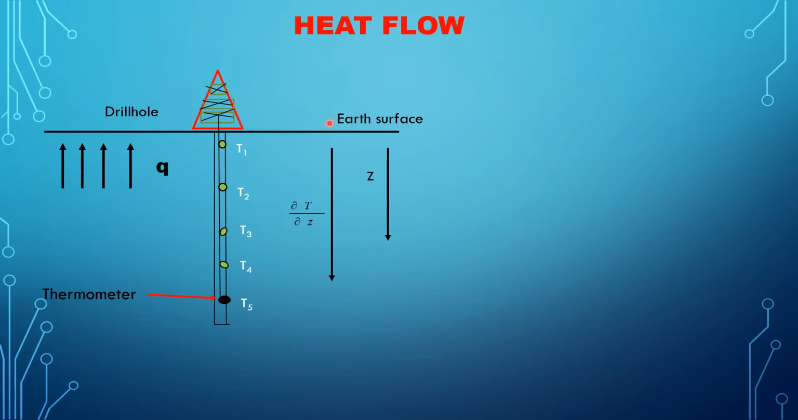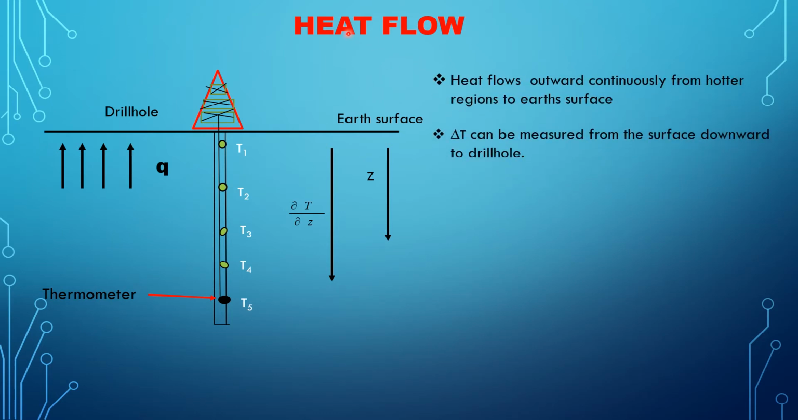Next we go to the heat flow method. This is also very interesting, related to the physical phenomena. Heat continuously flows outward from the hotter region to the earth's surface. As we know, there is a gradient in temperature, and due to this, the heat flows. As we go deeper into the earth, due to the geothermal gradient, the heat flows from the interior to the surface of the earth. And we can measure the change in temperature from the surface downward in the drill hole.